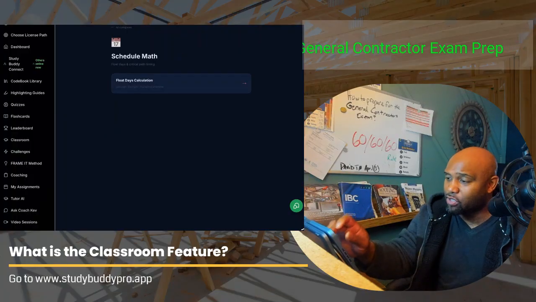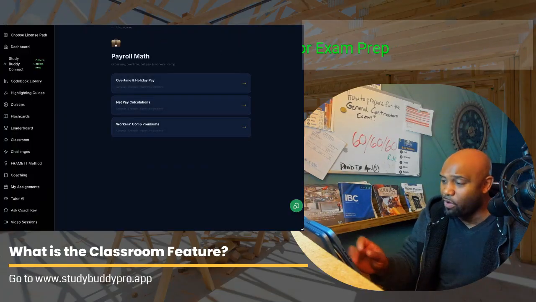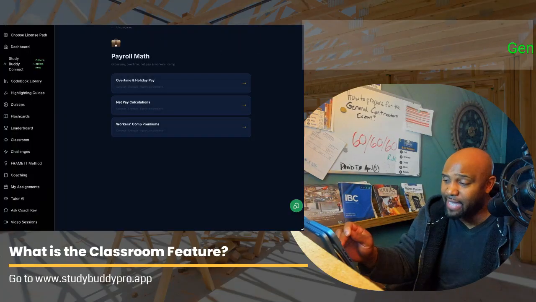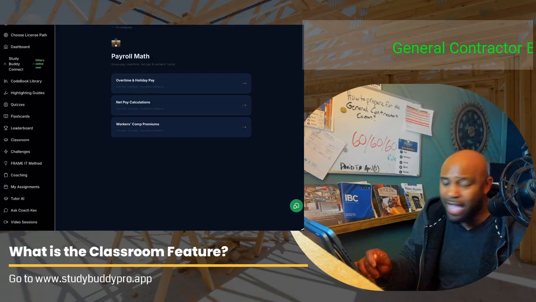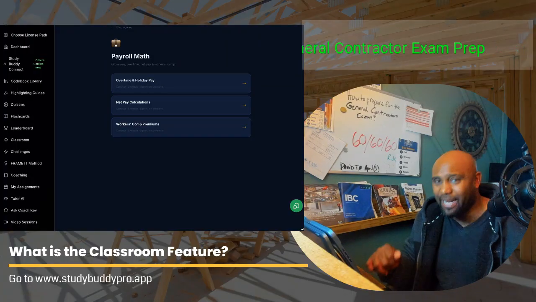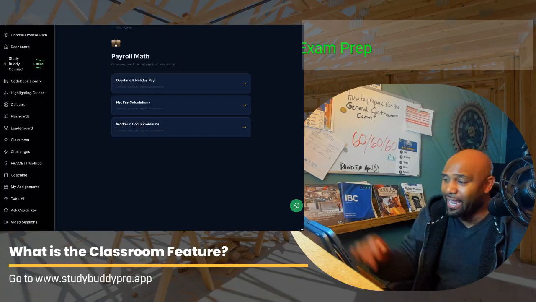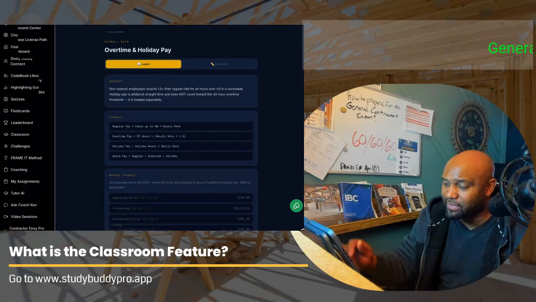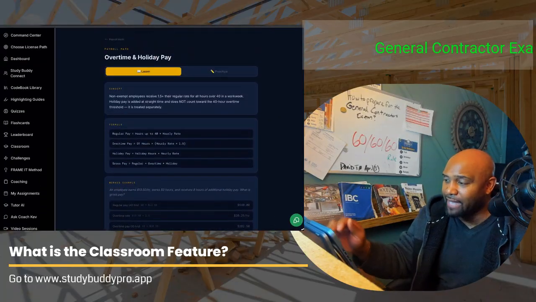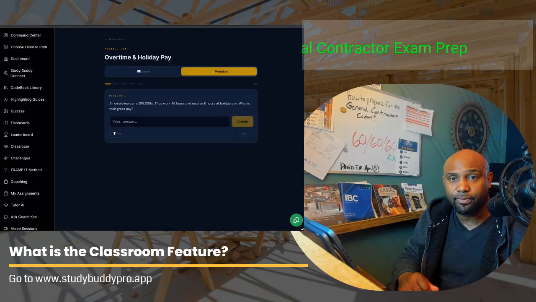Going back, let's go back one more time. You want to do payroll math. There's overtime holiday, there's net pay calculations, there's worker comp premiums. Tell me that's not a game changer, right? And you're only working on the math, so it's going to teach you how to do it. And then you're going to practice.